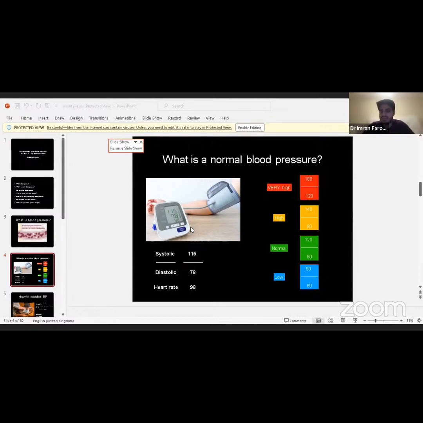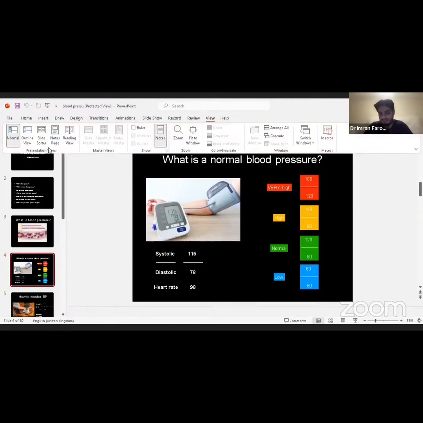So on the right-hand side of the screen, it gives us some numbers of what we're interested in in terms of what's normal, what's high, and what's low. That green number there, 120 over 80, that's a perfect blood pressure. That's what we would love to see all of our patients having, 120 over 80. That's a completely normal and healthy blood pressure.